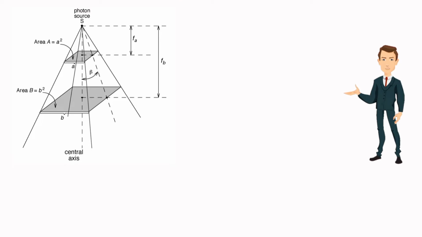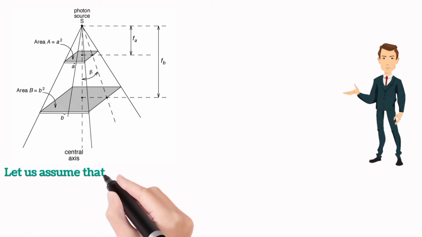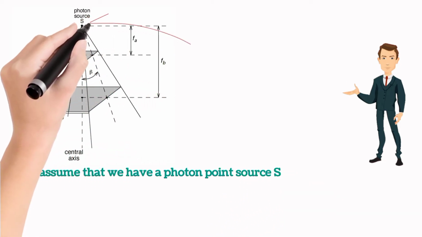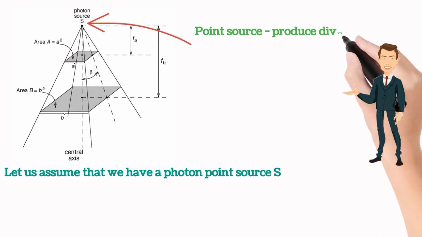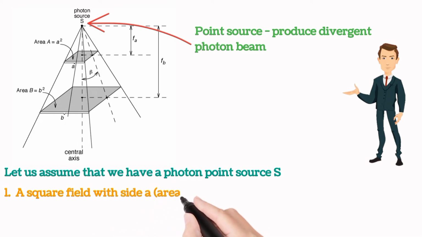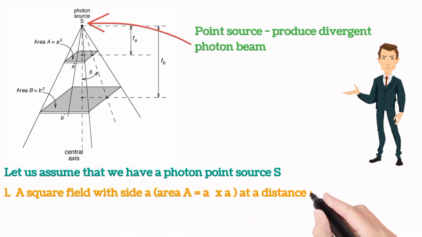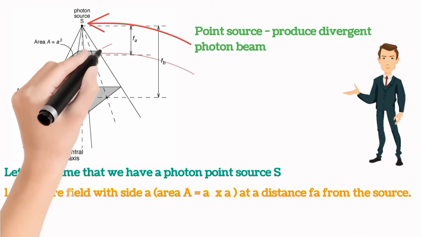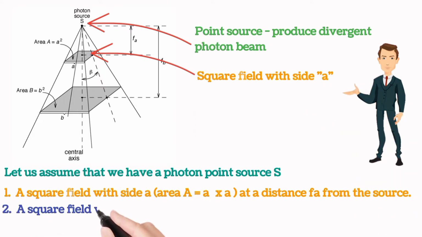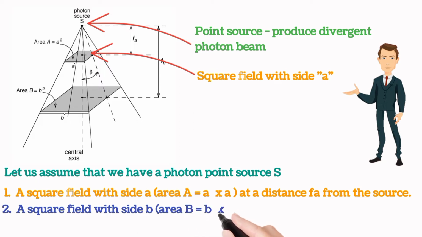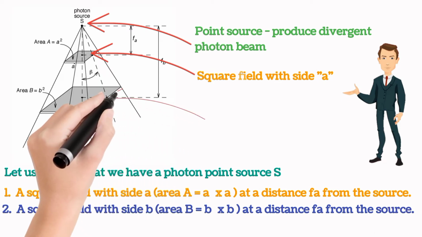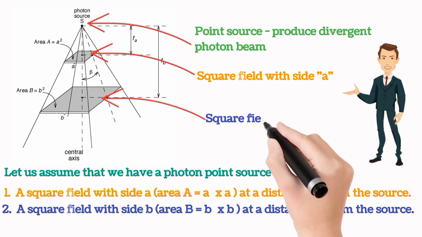In this diagram, let us assume that we have a photon point source. It is the photon point source which produces the divergent photon beam. And we assume a square field with side A at a distance FA from the photon source. In this diagram, this is the square field with side A. And we assume a square field with side B at a distance FB from the photon source. In this diagram, this is the square field with side B.